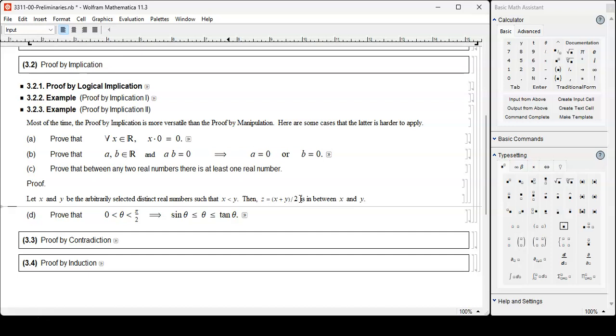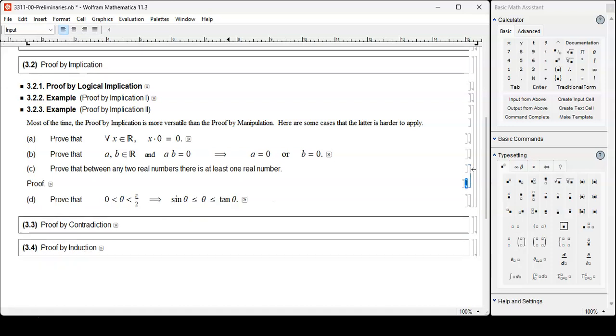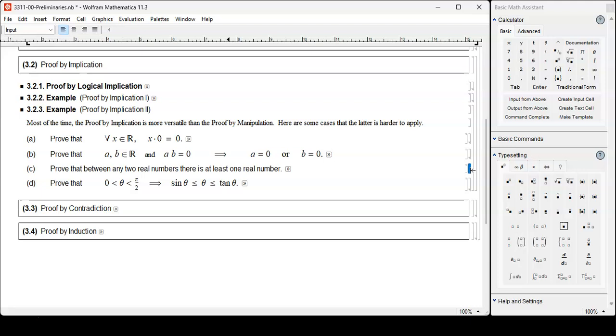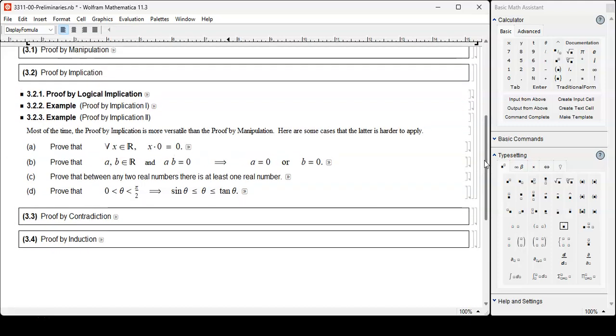So that's another example of proof by implication. You can write everything. Okay, finally, how about this? If theta is between 0 and pi over 2, then sine of theta is less than or equal to theta, and theta is less than or equal to tangent of theta. And also, if theta is negative, then the opposite inequalities hold. But if I try to write something here, I have a feeling Mathematica may crash again. So I'm not going to do that.